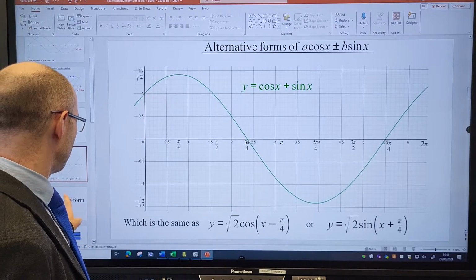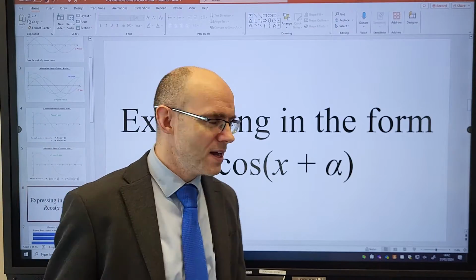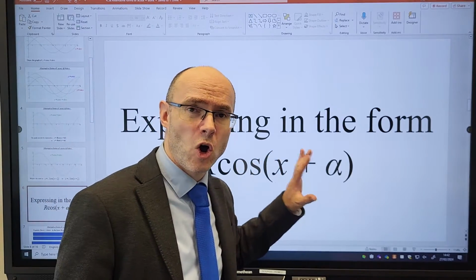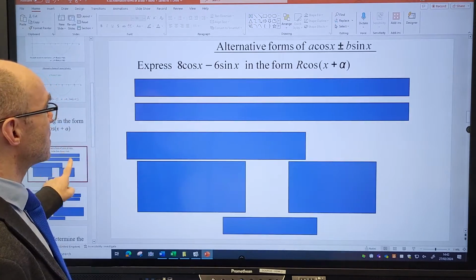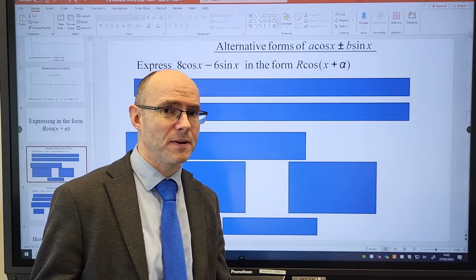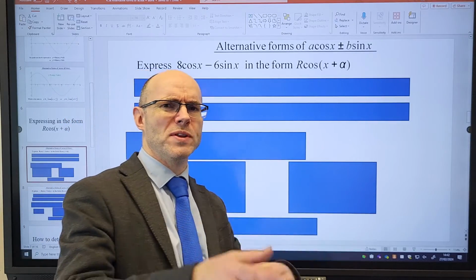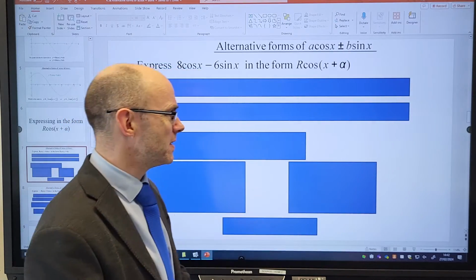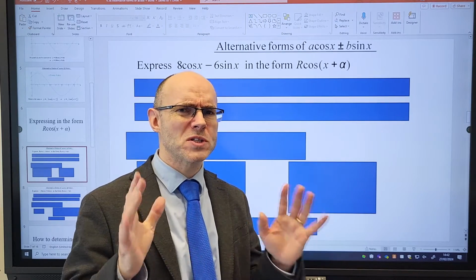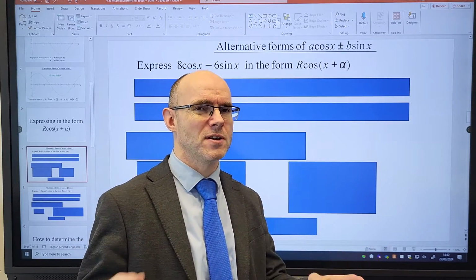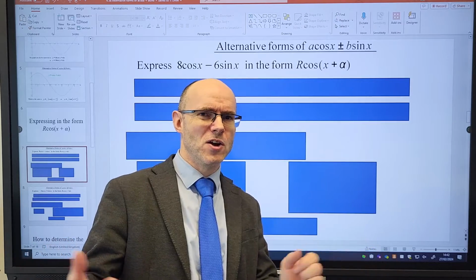Right, some actual examples on how to do it. Some examples on how to do it in the form r cos(x + alpha), first using cosine. So I'm going to start off with this example. What I advise you to do is just go with it, and then if you want, make notes later. Or alternatively, you try and work it out yourself. But if you're watching this for the first time, I wouldn't advise it. This is just a watch and enjoy and learn moment first.